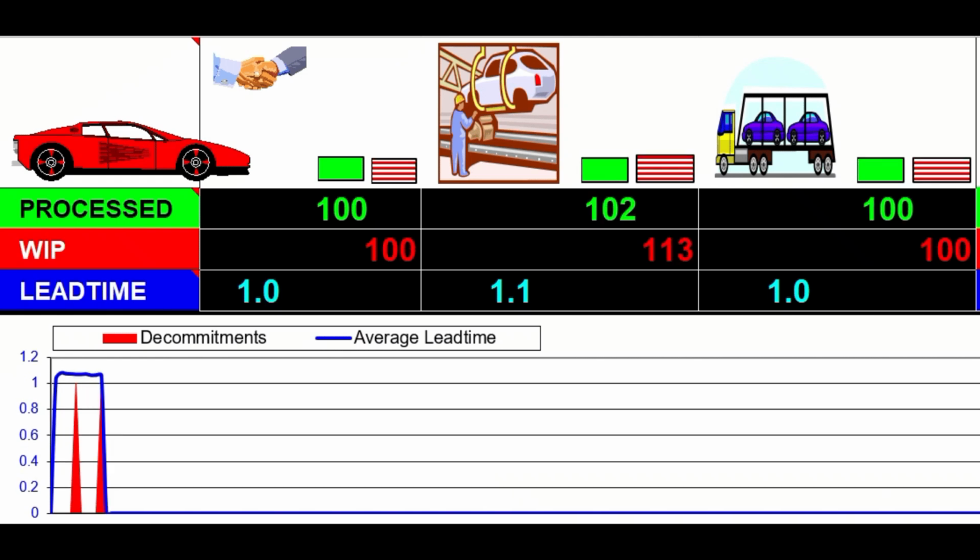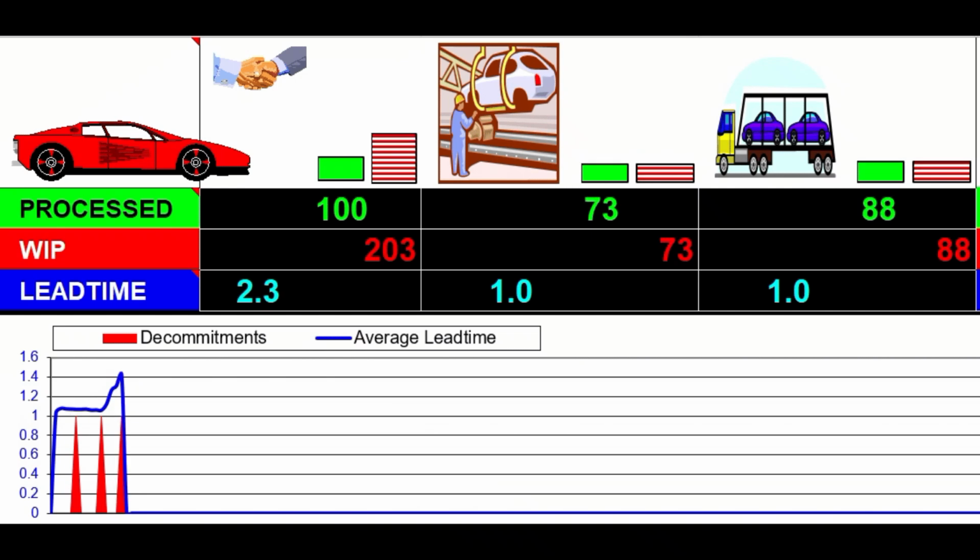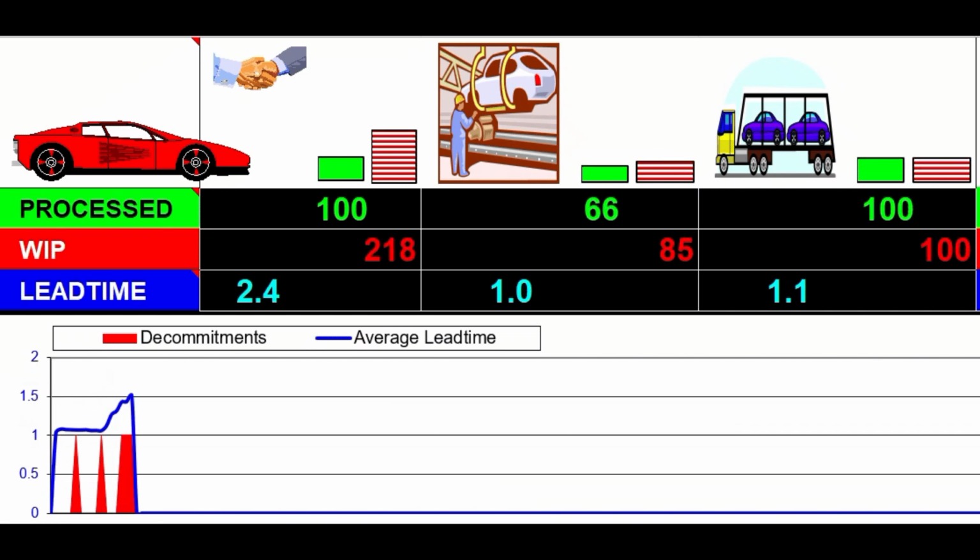Effects of variation in the value stream. The first effect is decommitment with the customer and drop of on-time delivery, OTD, then an accumulation of WIP which may cause an increase in the lead time seen by the customer. Also, there may be a drop in throughput.